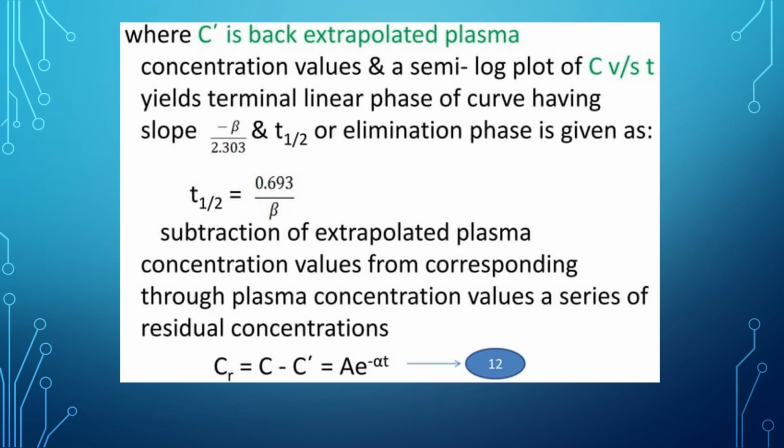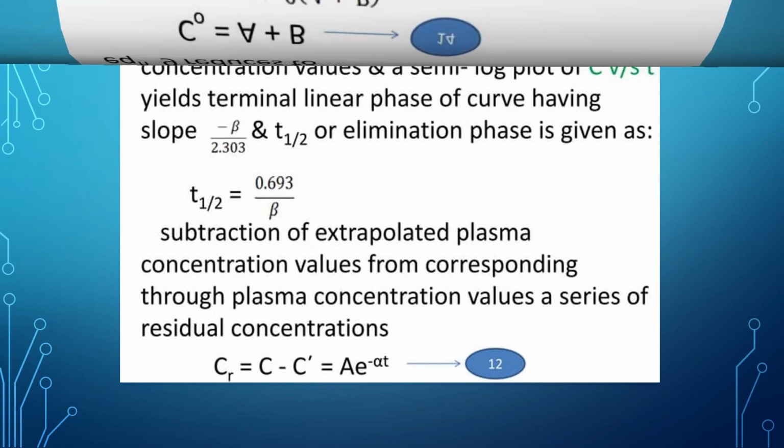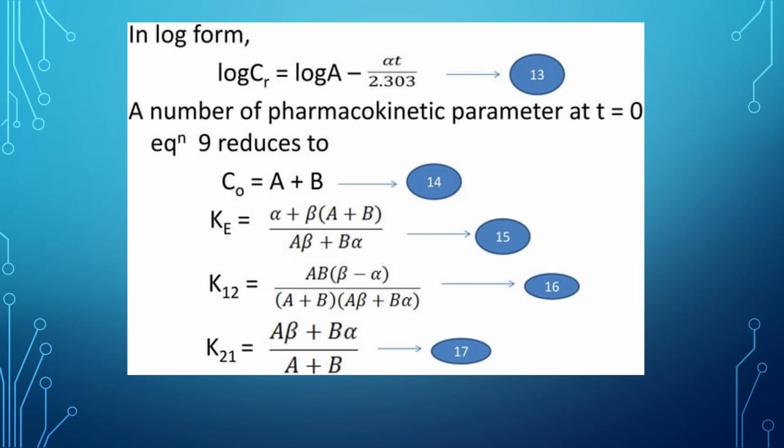Subtraction of the extrapolated plasma concentration value from the corresponding true plasma concentration value gives a series of residual concentrations: Cr = C - C(extrapolated) = A e^(-alpha t). In log form, log Cr = log A - alpha t/2.303. A number of pharmacokinetic parameters can be derived. At t = 0, equation 9 reduces to C0 = A + B. Ke = alpha × beta (A + B)/(A beta + B alpha). K12 = A × B (beta - alpha)^2/[(A + B)(A beta + B alpha)]. K21 = (A beta + B alpha)/(A + B).